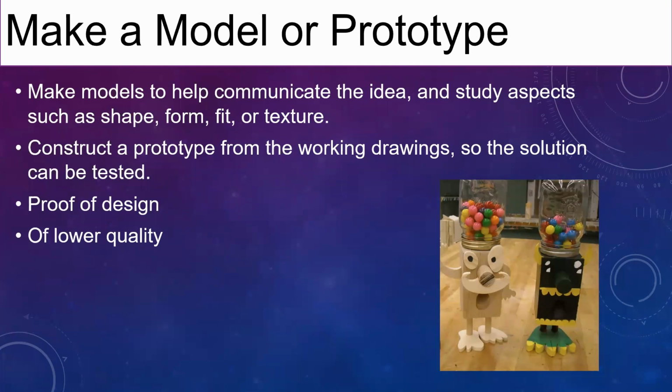This has the minimal functions. It's a little bit fancier. It's a little bit more operational. You're focusing on those major important functions, but it's probably not the finished design yet. Right here, I'm showing gumball machines made from mason jars and from wood, right? You get the proof of the design, but they're still lower quality. You're not blowing through a lot of money.